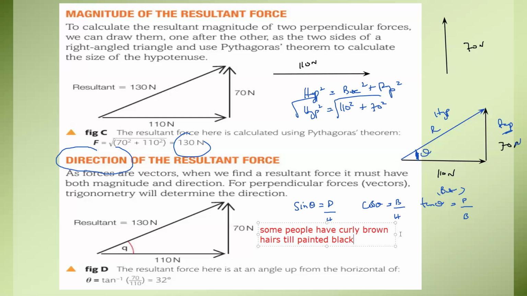So if you want to remember the trigonometric ratios, you can remember from this as well. Here 'some' means sine. 'People' perpendicular, 'have' hypotenuse. So this is for sine. 'Curly' cosine, 'brown' base, and 'hair' hypotenuse. Tangent theta, 'till' perpendicular, 'black' base.